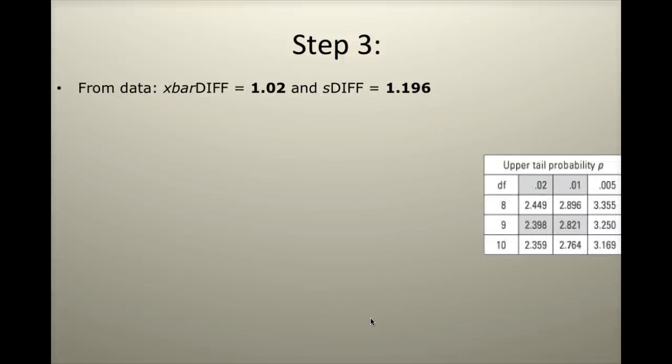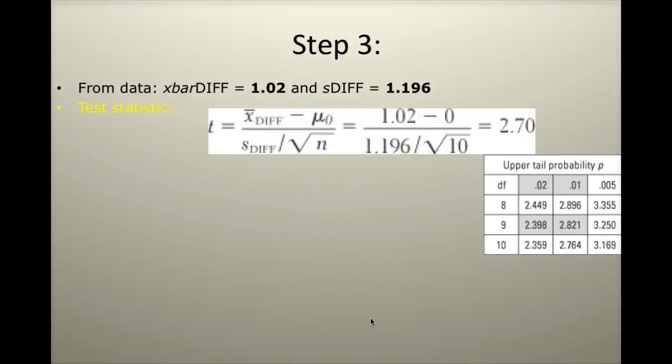Finally, this takes us to our calculations. Our average difference from our scores was 1.02 with a sample standard deviation of 1.196. From this information, I can calculate my test statistic. I have my sample 1.02 minus my hypothesized mean difference, which is 0, divided by my standard error, 1.196 divided by square root of 10, because that's my sample size. Therefore, I get a test statistic of 2.7.